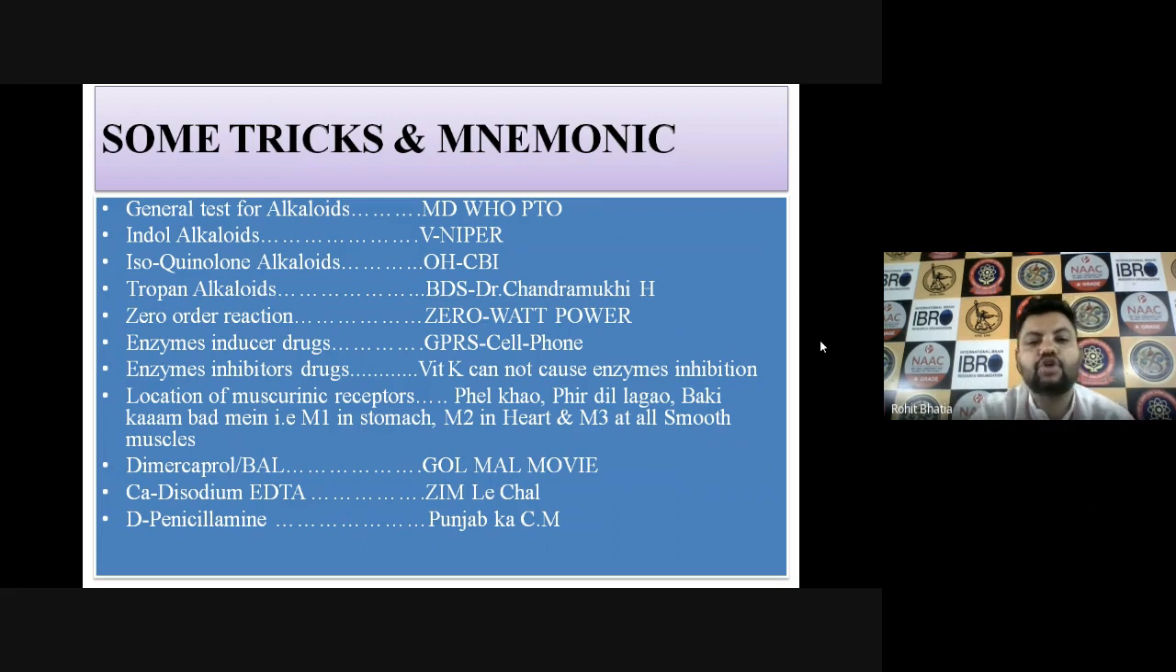to remember the basic tests for some important topics or some pharmacognosy topics. Likewise, for indole alkaloids, you can remember V Niper. For isoquinoline alkaloids, you can remember OHCBI. It is not compulsory that these exact abbreviations should be there. You can prepare your own abbreviations, your own short tricks, which can be pointed out directly in your mind.